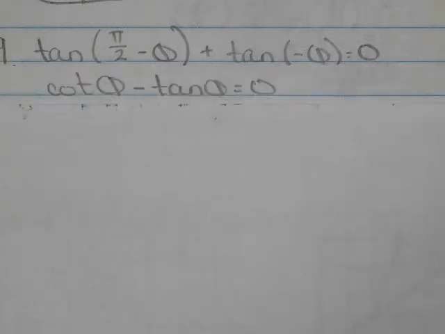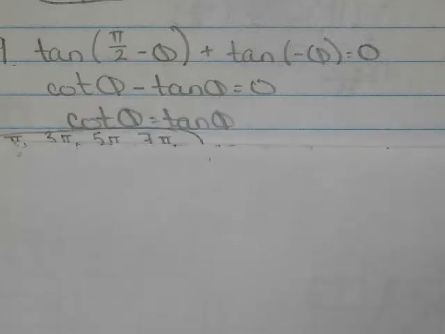So I change that tangent of pi over 2 minus theta to cotangent using the cofunction formulas. And then the tangent of negative theta changes to a negative tangent of theta using my even and odd formula functions. And then what I do is I add that tangent of theta over, so I have cotangent of theta equals tangent of theta. Now if I wanted to, I could change to sine and cosine, but that turns into a big mess and it doesn't work.